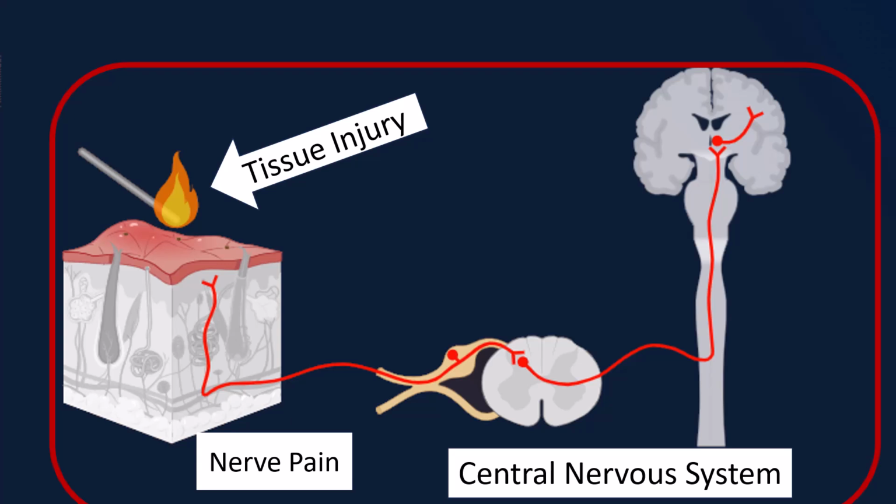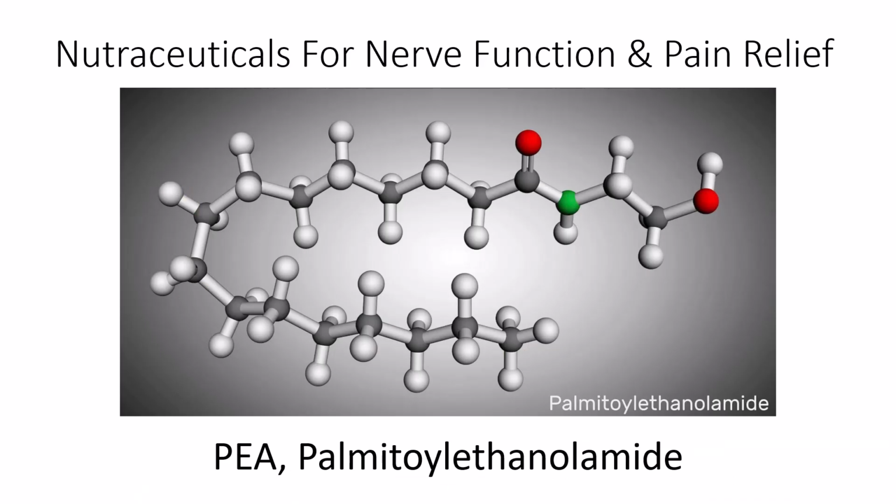There is a nutraceutical called PEA that has been shown to benefit all three of the pain categories. So it helps all types of pain. It lessens nociceptive, neuropathic, and centralized pain. PEA is an abbreviation for palmitoylethanolamide. Here's a representation of the PEA molecule.